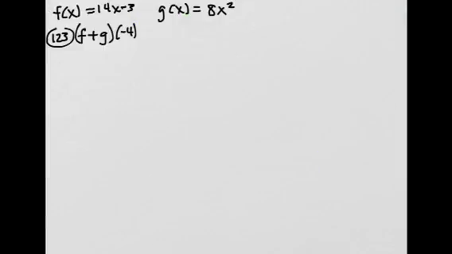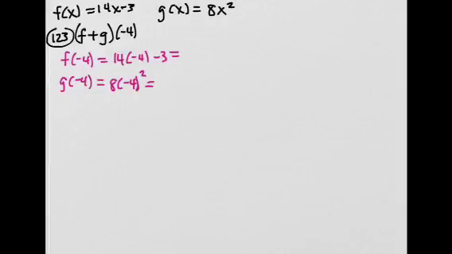Okay, so for 123, you're given f of x and g of x and asked to do the operation, in this case adding the two functions and evaluating it at x equals -4. So f plus g of -4. So I'm going to do them separately, so I'm going to do f of -4 and g of -4, and then add the two together.